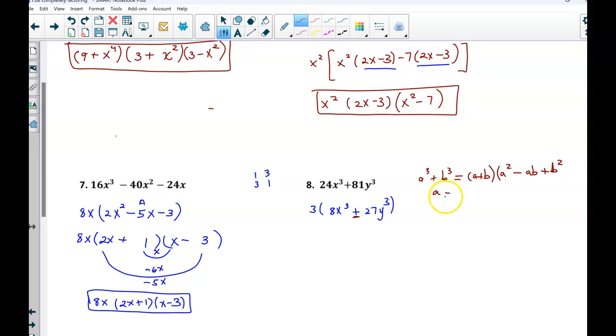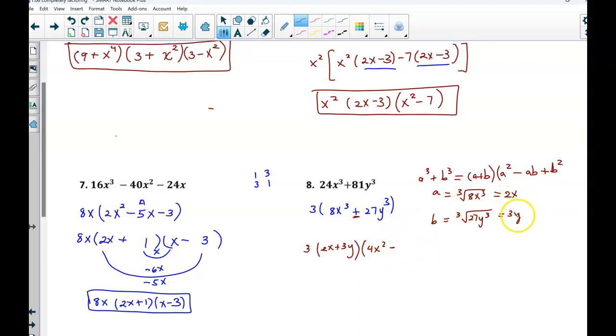In this case, a is the cube root of 8x cubed, which is 2x, and b is the cube root of 27y cubed, which is 3y. And so we substitute that into the formula. So it's a plus b, so 2x plus 3y. You're going to square the 2x. So 2x times 2x is 4x squared. Just be careful. And then the formula says it's going to be a negative here.